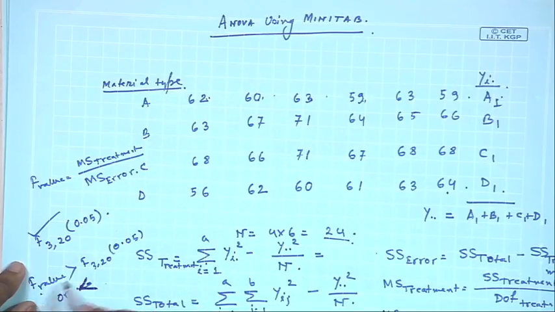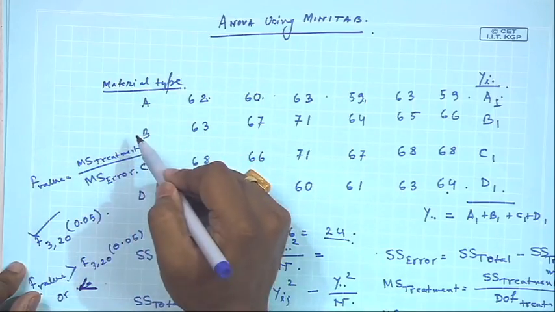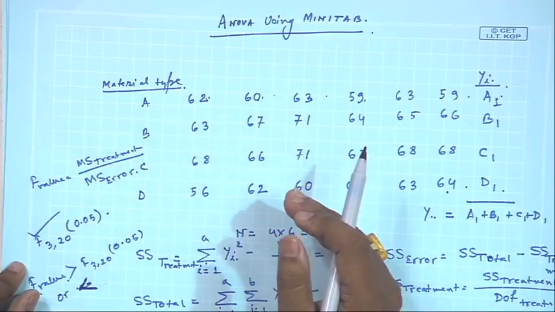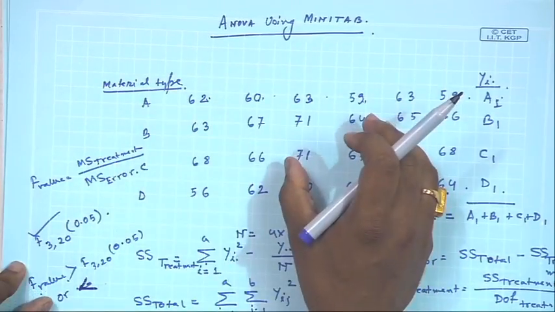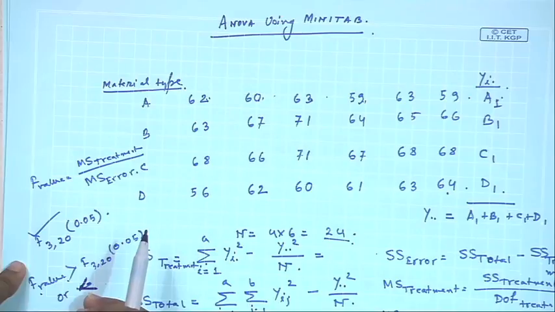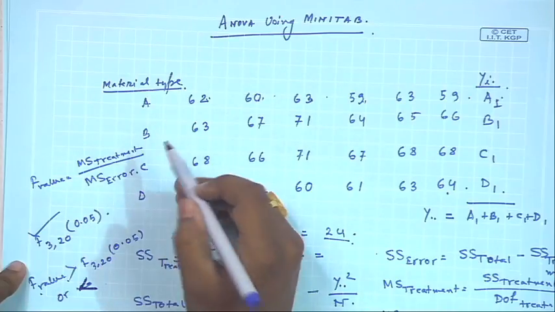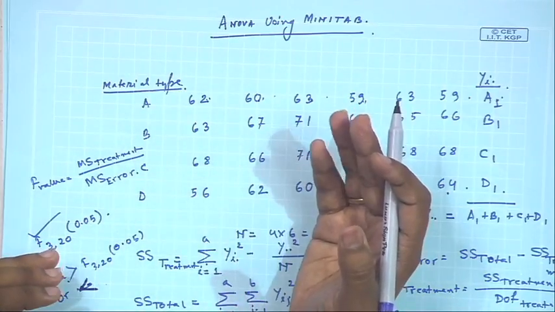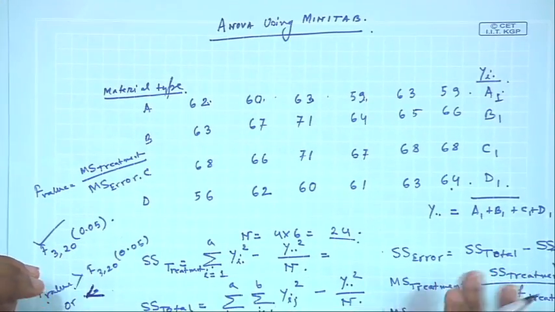So, if this value is greater than the tabulated value, then we can say that the material type is significantly affecting the yield rate, or if it is less than, then we can say that the material type does not significantly affect the mean yield rate. So, this is the one-way ANOVA analysis in Minitab.